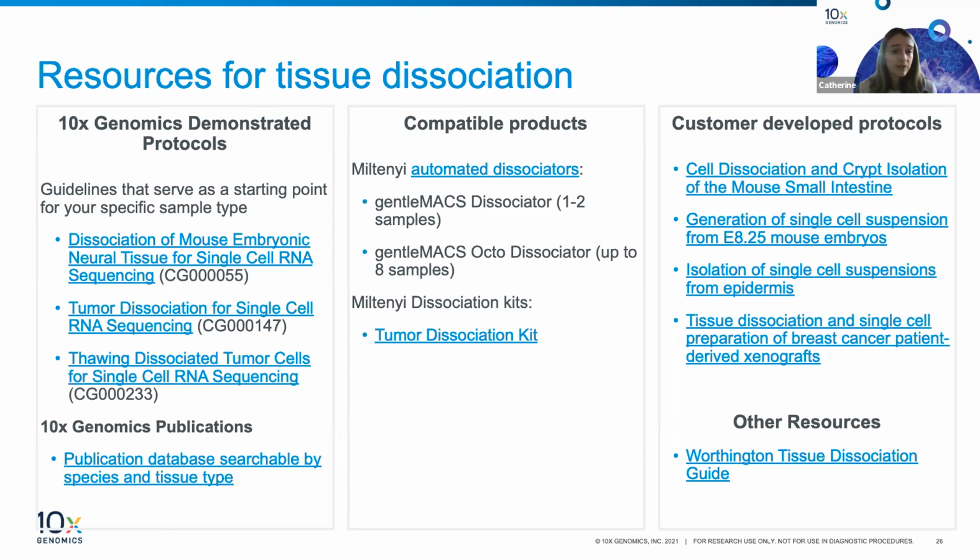And finally, I always recommend that when people are starting with a new tissue type, to check out the Worthington Tissue Dissociation Guide. This will give you ideas on how to dissociate your tissue and link you to cited publications where you can get details about how they perform those dissociations.